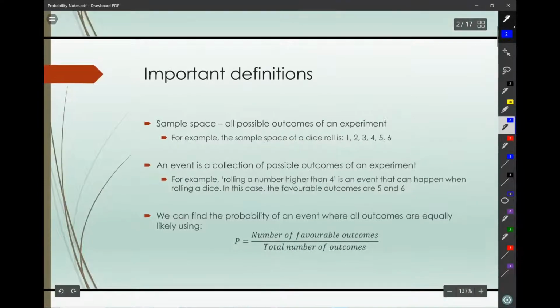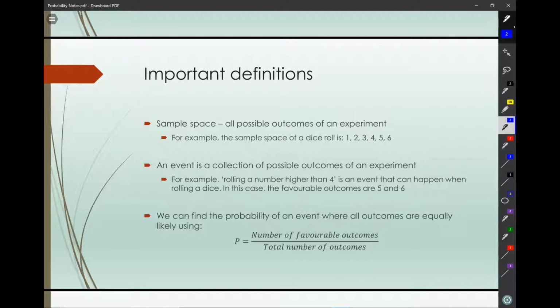Let's look at some of these definitions. The first one is the sample space. The sample space is every possible outcome of an experiment. While we're talking about these definitions, I'm going to use the example of rolling a standard six-sided dice. So the sample space of rolling a standard six-sided dice are the numbers 1, 2, 3, 4, 5, and 6 on the 6 different faces of the dice. The sample space is every possible option we can get when we roll a dice.